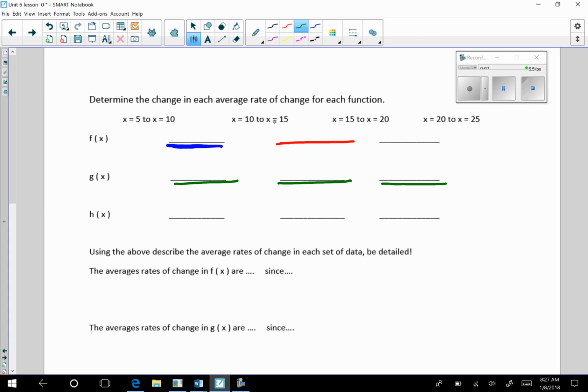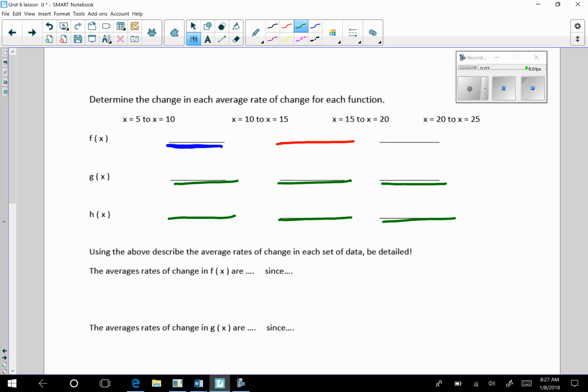In like manner, you're going to do the same thing with h of x. And you're going to notice some interesting properties in the change in the average rate of change. And that's what you're going to use to describe the average rate of change in each set of data. Be as detailed as you possibly can.